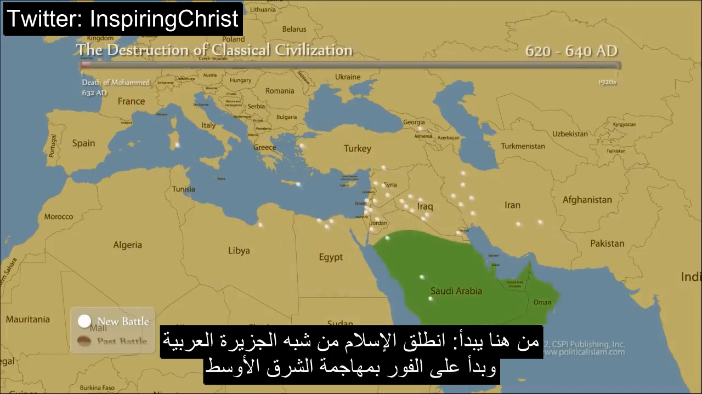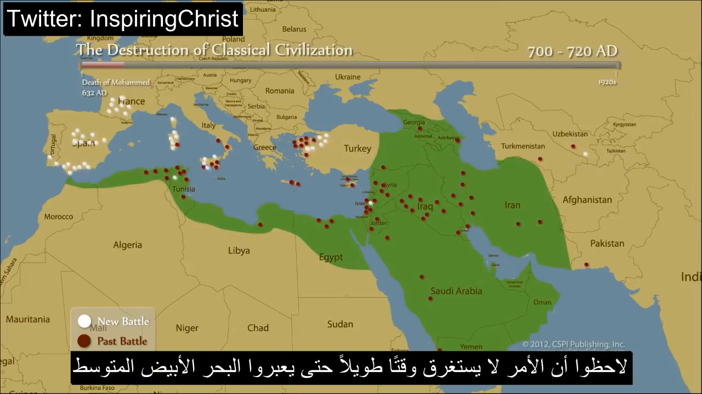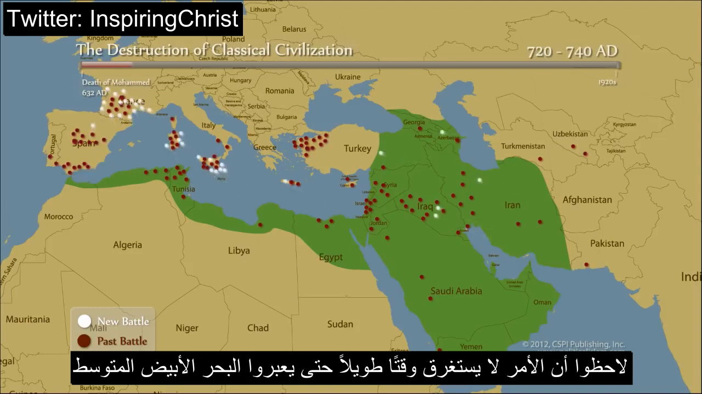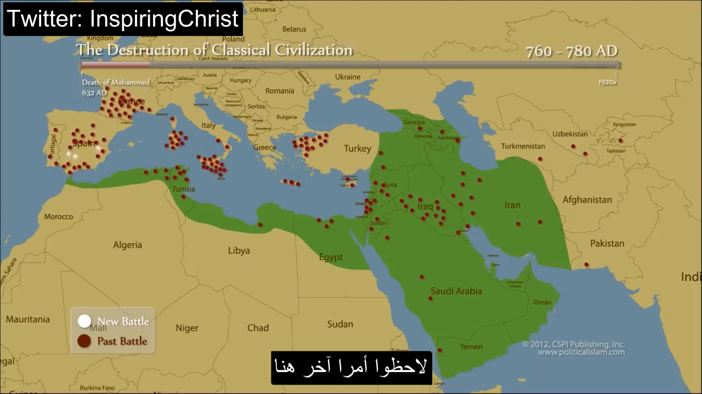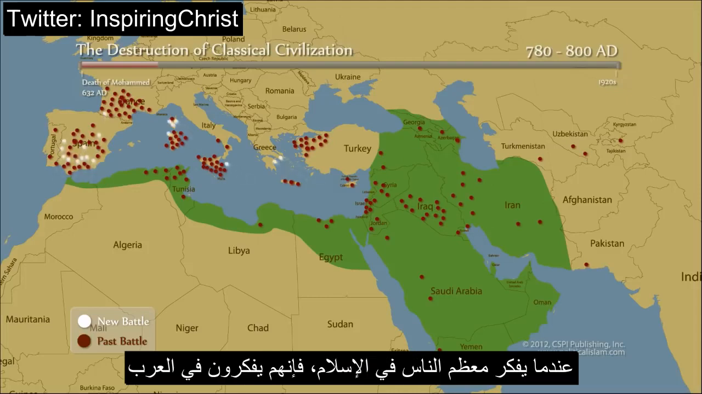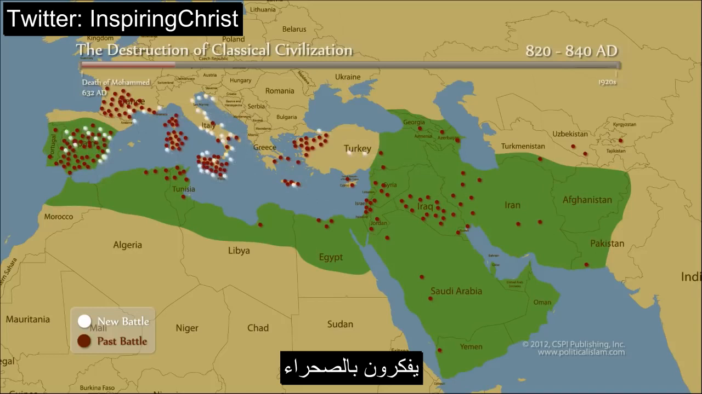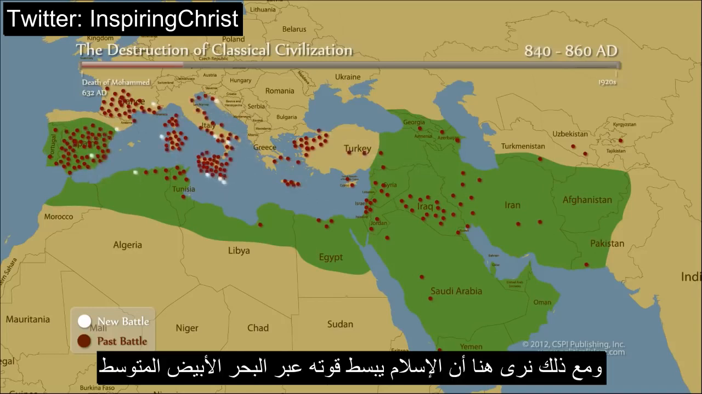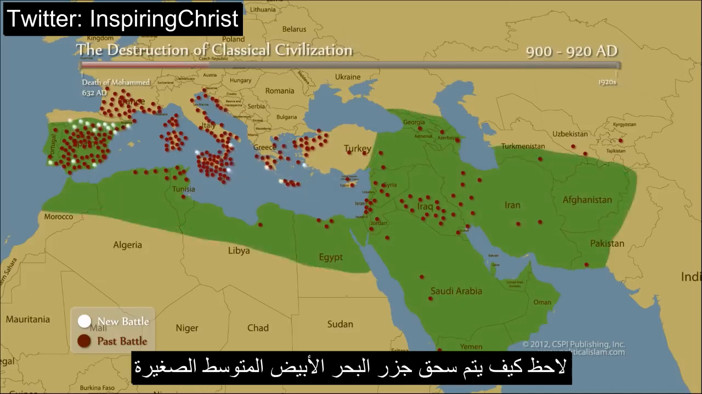And here it starts. Islam burst out of the Arabian Peninsula and immediately starts attacking the Middle East. And notice that it doesn't take long until they're crossing the Mediterranean and attacking southern France and Spain. Notice something here. Most people think of Islam, they think of Arabs, they think of desert, and yet here we see that Islam is projecting power throughout the Mediterranean. Notice how the little islands of the Mediterranean are getting hammered.